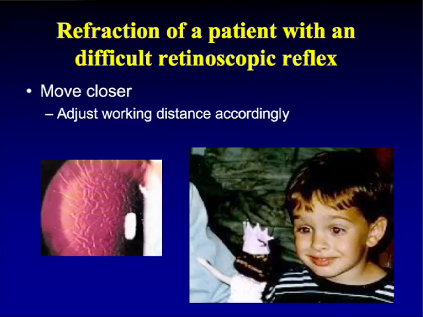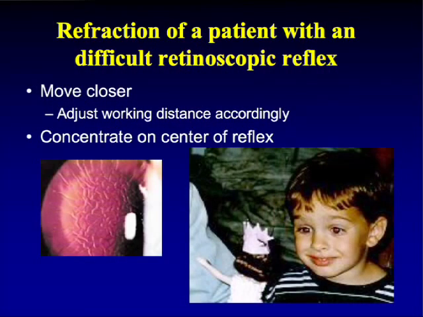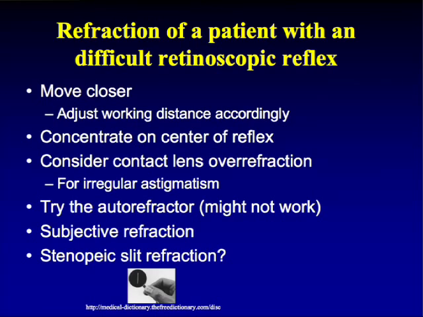It's a little tricky because 1 centimeter one way or another is a whole diopter at that distance, but basically you would subtract 10 from that number. So move closer. Concentrate on the center of the reflex, as I mentioned with spherical aberration. You get better and better as you do more retinoscopy at looking at just the central part of the retinoscopic reflex. If the astigmatism is irregular, then consider a contact lens over refraction, because that'll take away a lot of that irregularity and give you the best visual acuity you can get.